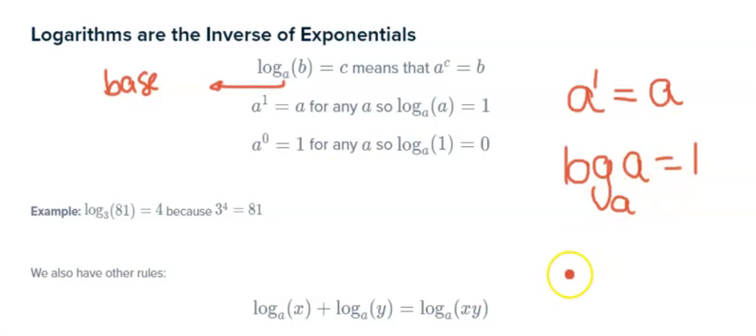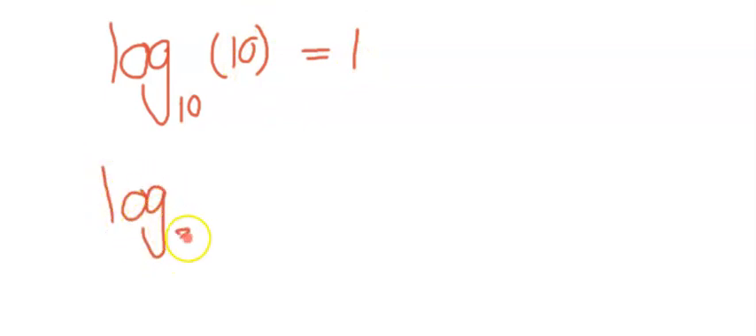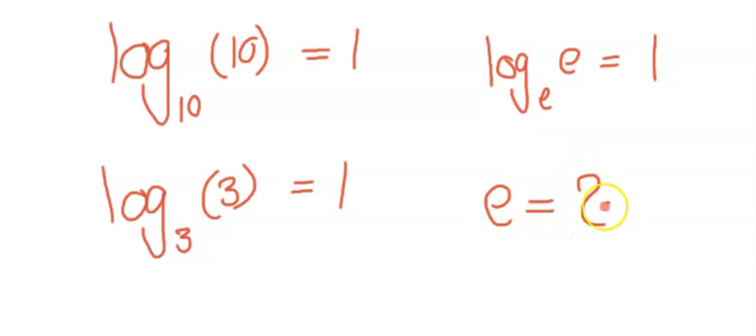For example, log base 10 of 10 is actually 1. Log base 3 of 3 is actually 1. Log base e of e is actually 1. What is e? e is a natural number. The value is 2.718, and it goes on and on. It's in your calculator.